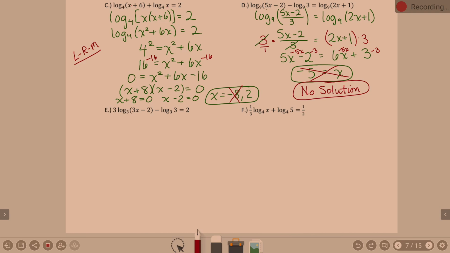Are we having to FOIL? Not necessarily. There are a couple different ways we can go, so it'll be dependent on what you see. Oh, wait. 3 log base 3 of 3x minus 2 minus log base 3 of 3 equals 2. Couldn't you leave that 3 out front and then just do the 3 up close? No, because then you'd get stuck there.